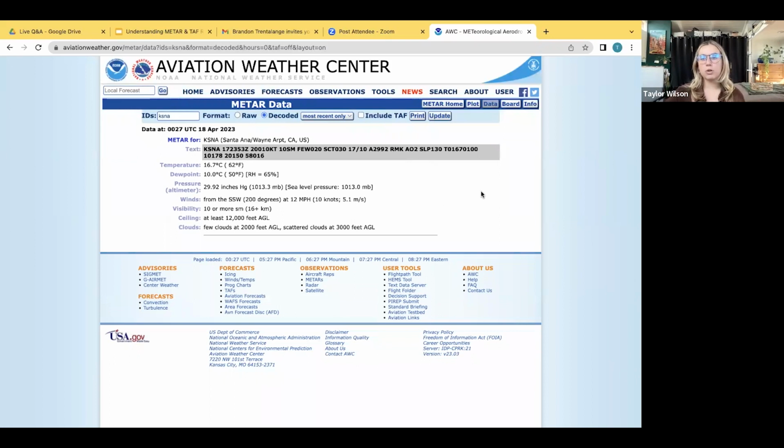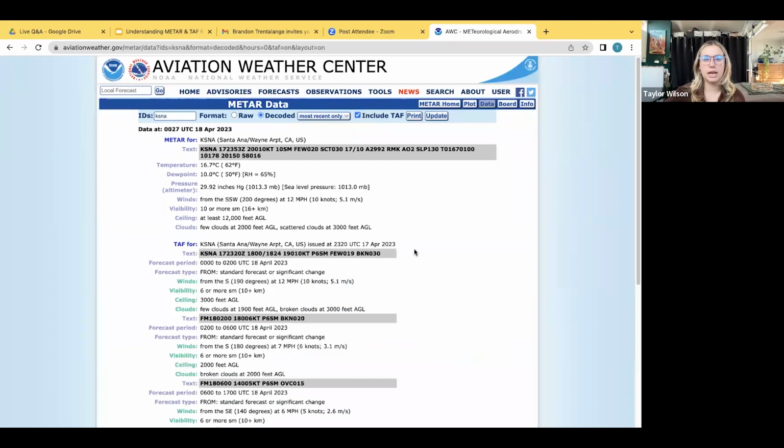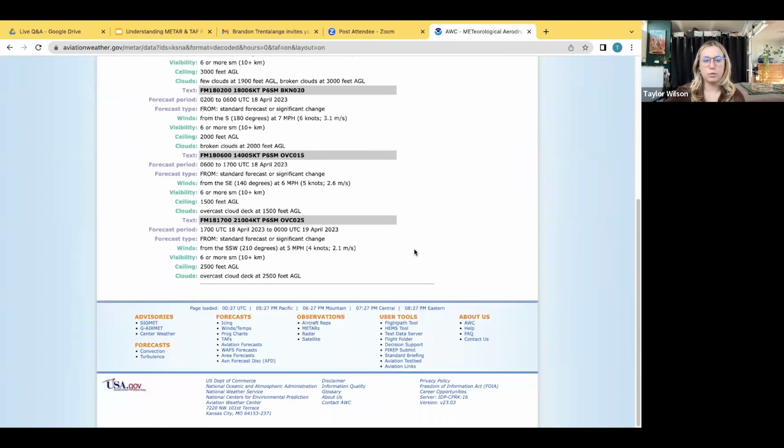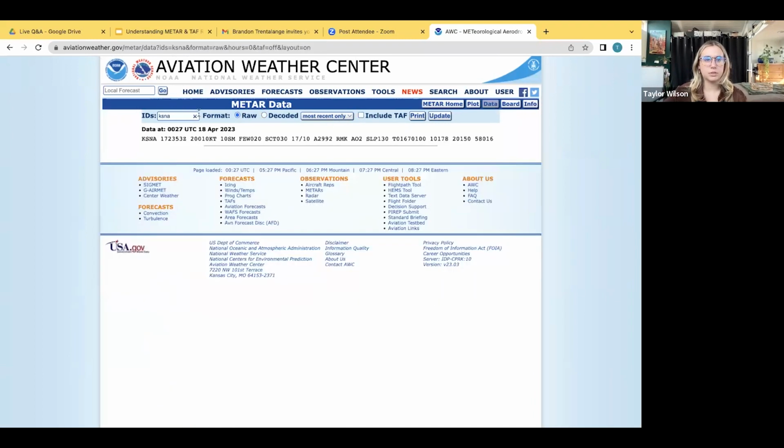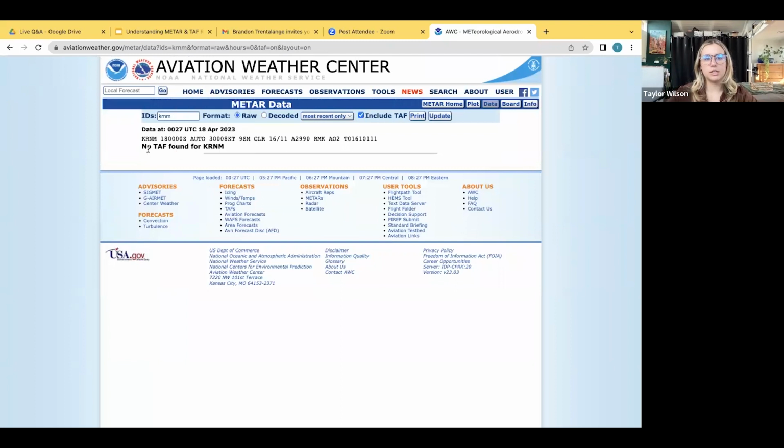And then if your airport has a TAF, you can also check mark this here to include the TAF. So it gives you the forecasted weather. If your airport does not have a TAF, this is what it might look like. So if you go to see if it has one, it says no TAF found. So if you are in that situation, the thing we usually do is just use the closest airport with a TAF to get somewhat of a forecast for the weather.